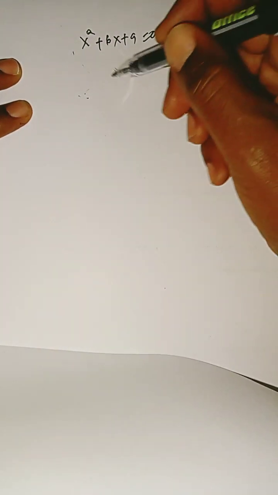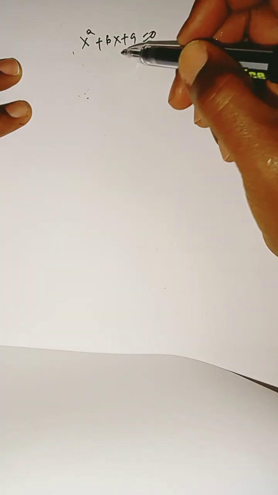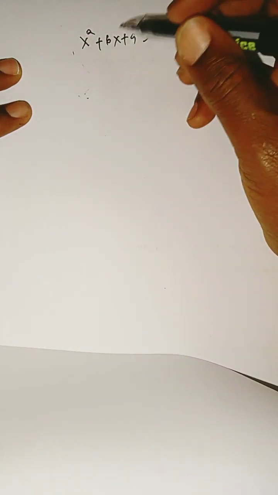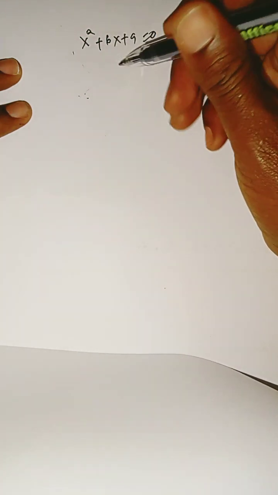So consider a quadratic equation like x squared plus 6x plus 9 equals 0. The method that I'm going to use here depends on this sign here, and we want this sign to be negative always. In case you're given one where it is positive, you have to manipulate it and make sure that it is negative.